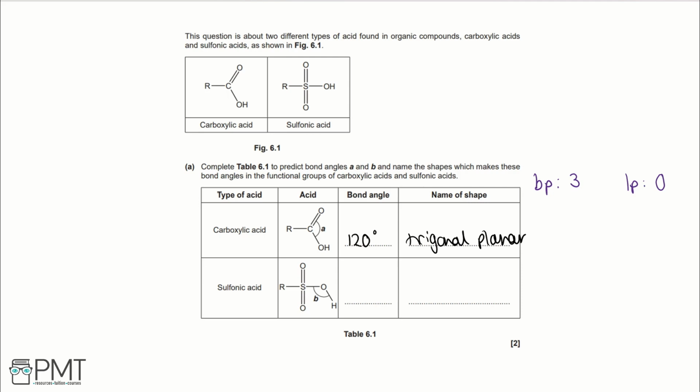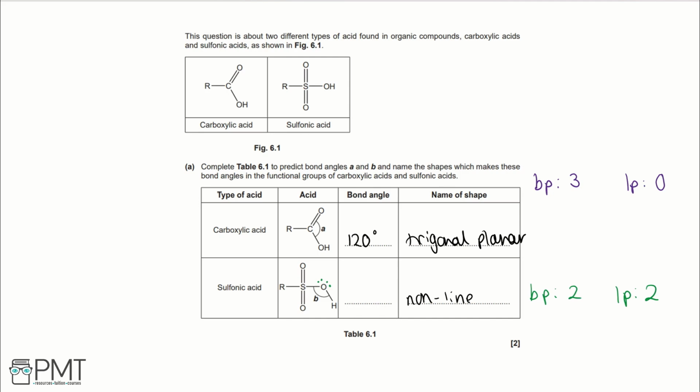Then moving on to sulfonic acid. Again, we're trying to work out how many bonding pairs and how many lone pairs this bond angle will have. We've got oxygen, and oxygen has 2 sets of lone pairs. And if we look at its bonding pairs, it's also got 2. So that means that the name of this shape is going to be non-linear.